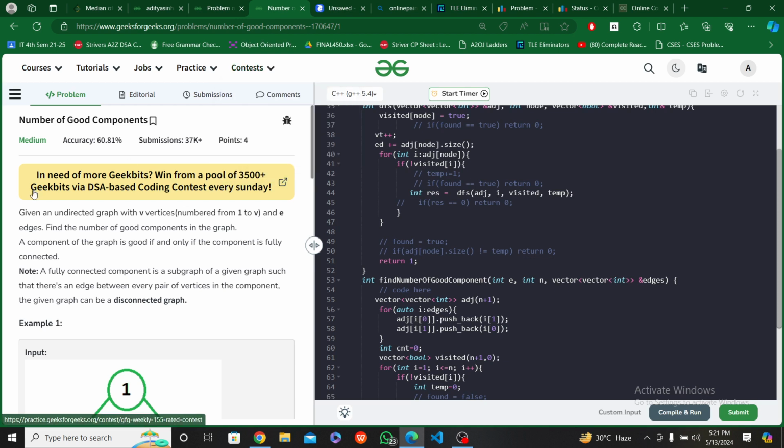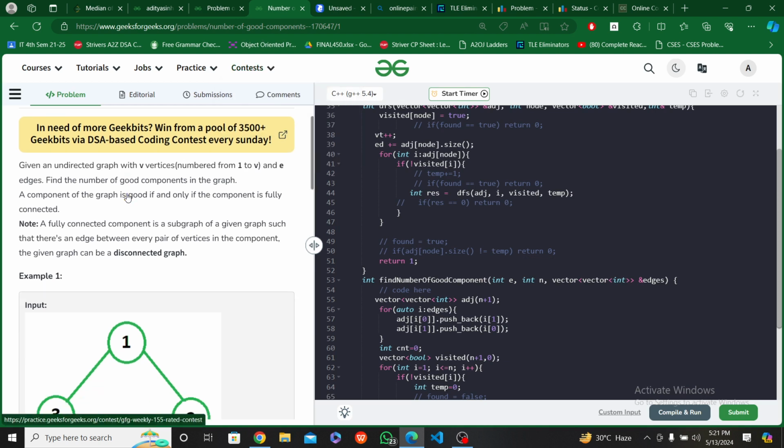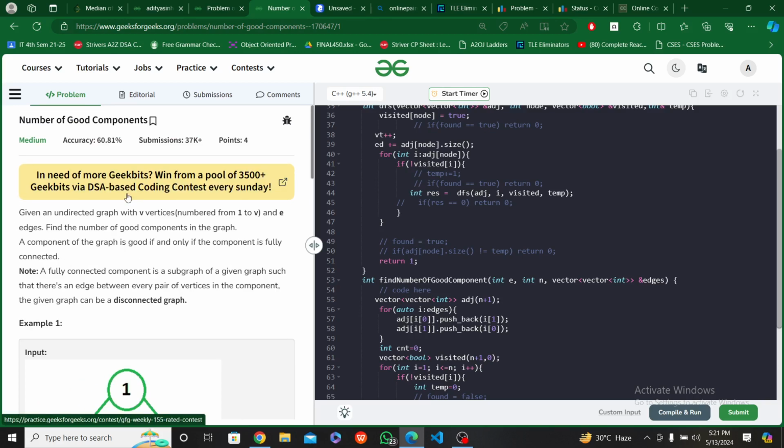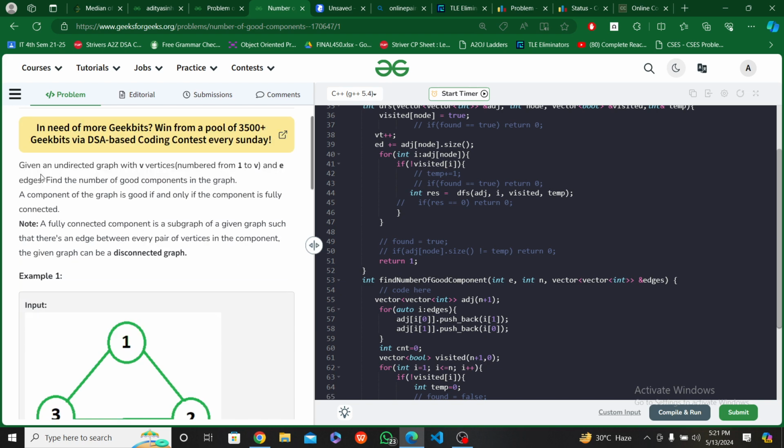So let's see the problem. What is that problem? The problem is number of good components. So we have to solve this question, that is number of good components. So let's read the question.